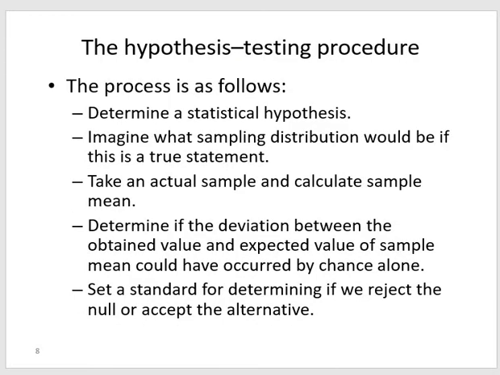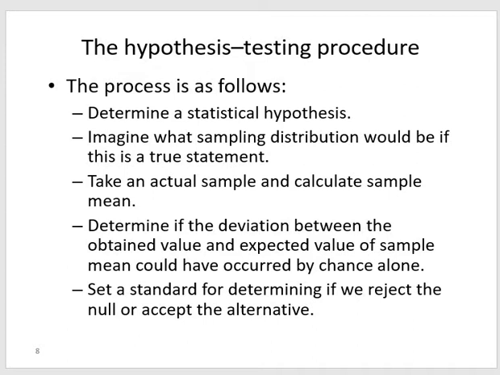Next, the hypothesis testing procedure. Basically in the flowchart earlier we have already seen this procedure. We will just do a review of this process. The process is as follows. Determine a statistical hypothesis. Imagine what the sampling distribution would be if this is a true statement. So if this statement is true, what type of sampling data will you require? Secondly, take an actual sample and calculate the sample mean.